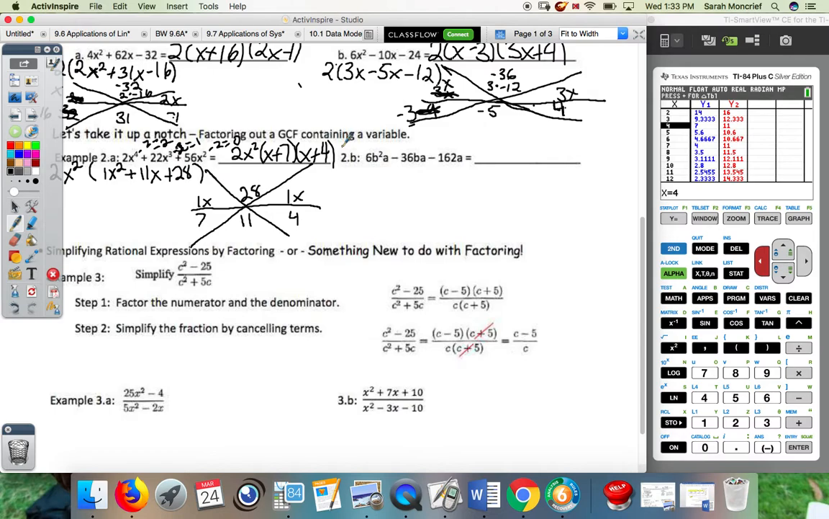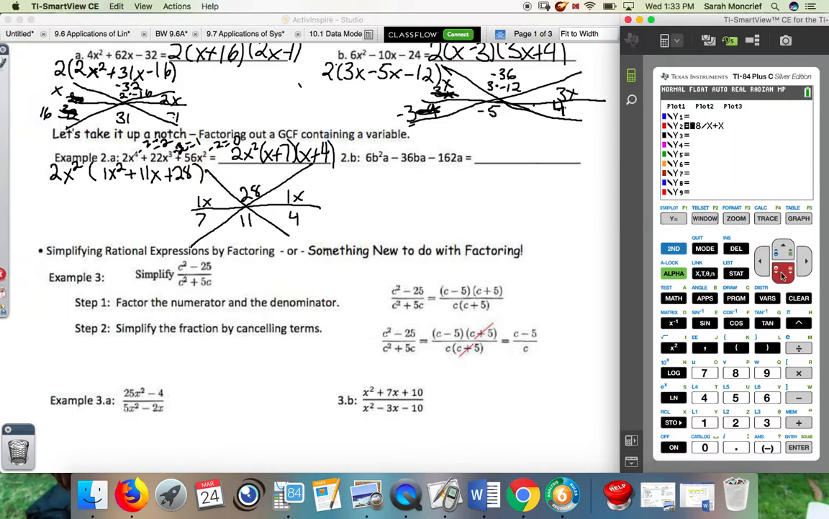All right, and now we need to try one more. So now we have 6b squared a minus 36ba minus 162a. So first of all, let's see what number they all have in common. We can do that the same way we've been doing it. Each number divided by x. So what's my first number? 6 divided by x. Not x times x. And then we have 36 divided by x. And now we have 162 divided by x. And we can go to second graph.